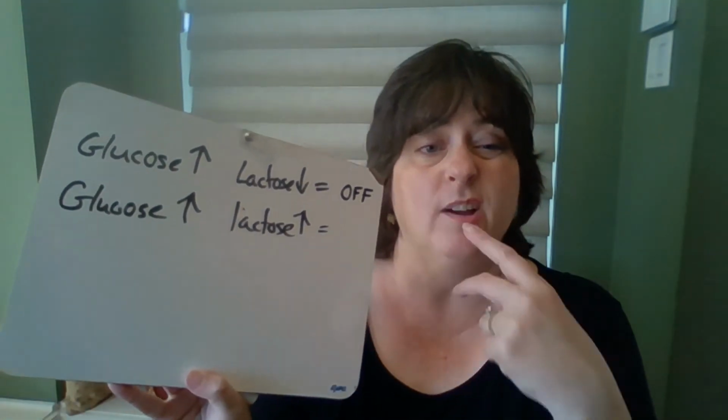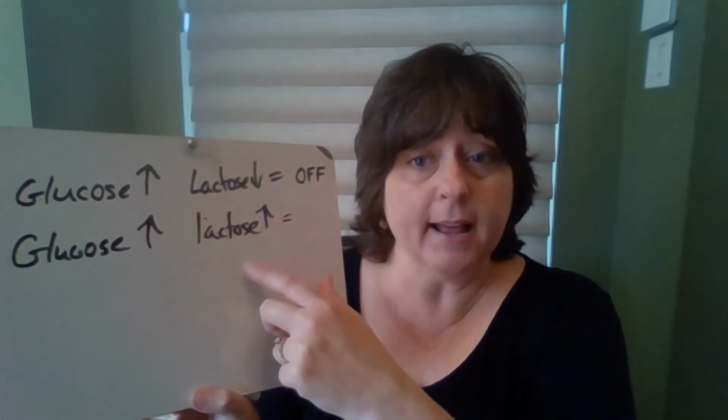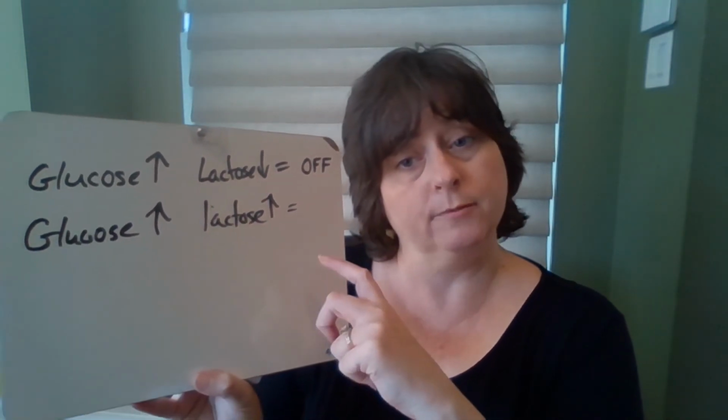What if I have, here, I'll erase this and start this one. What if I still have glucose available? So I still have a lot of glucose, but now suddenly I have lactose available. So I have a situation where I have a lot of glucose, but I have a lot of lactose. Turn it on or off? What do you think? In this case, it's still off.